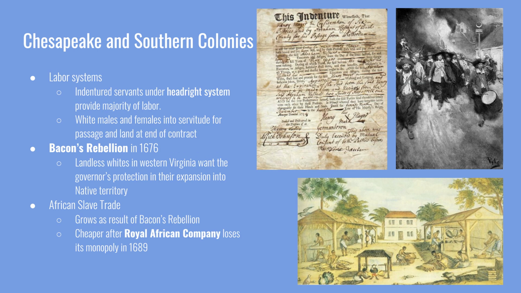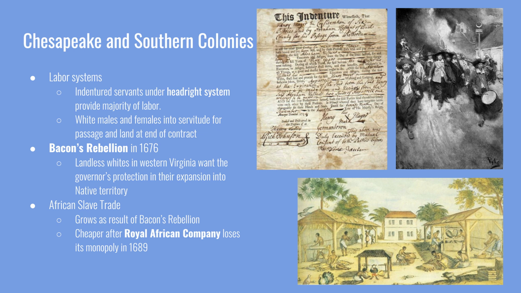The second part of the learning objective dealt with labor systems that were present in the Chesapeake colonies. There were indentured servants that came through the headright system. A picture of what an indentured contract looked like is shown on the screen. Just a standard piece of paper where people would sell themselves into servitude for 5 to 7 years. In exchange, they would have their passage across the Atlantic paid for.